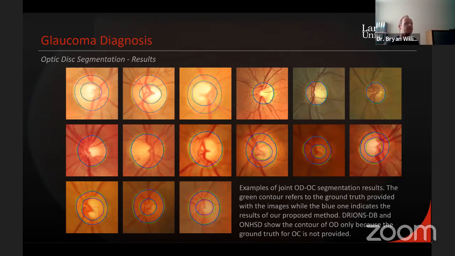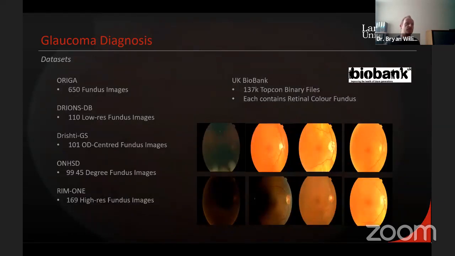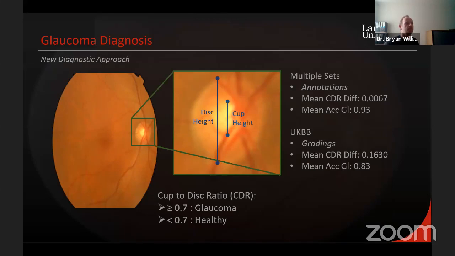You'll notice that a few of these have just the optic disc outlined. They don't have the optic cup outlined, which really highlights one of the crucial problems that we've got in the machine learning world, of having the data. There are many data sets that exist, but not necessarily all of them include the annotations that you would need to understand these patterns. In particular, I think Drions and ONHSD include partial annotations. They include the optic disc, but they don't include the optic cup. And this is one major limitation that we try to deal with in machine learning.